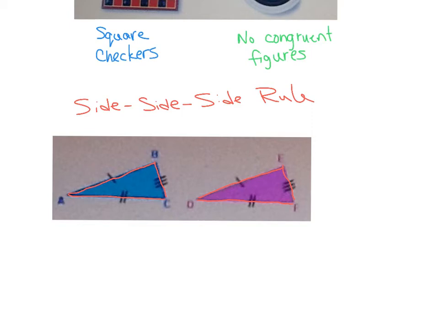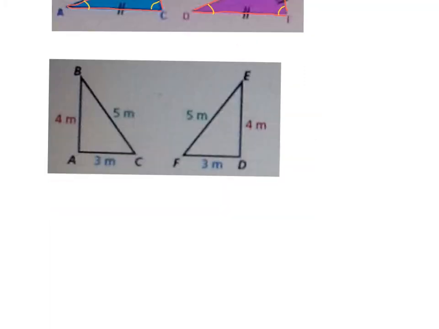So because they're all corresponding and congruent, these angles, angle A and angle D, are going to be equal. Angle B and angle E are going to be equal, and angle C and angle F are going to be equal. So that's what the side rule means. If all three sides are congruent to another triangle, all three angles are going to be congruent to the second triangle as well. For this one, we're going to look and see whether those triangles are congruent.